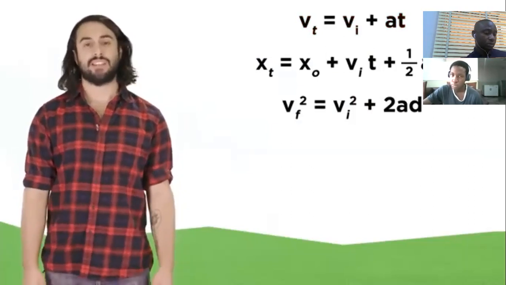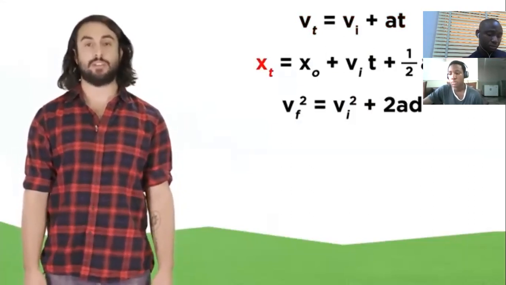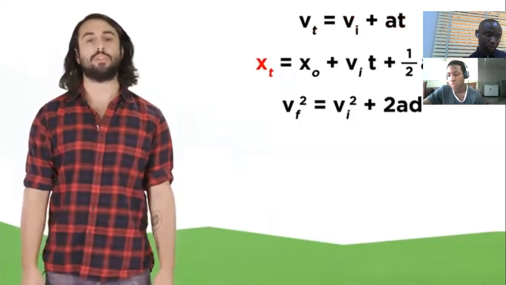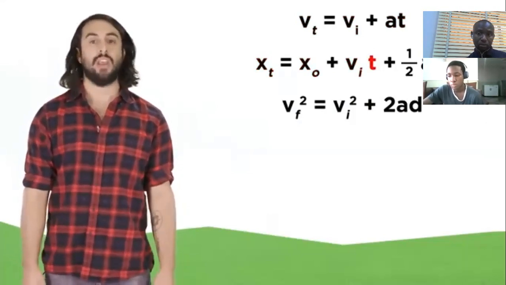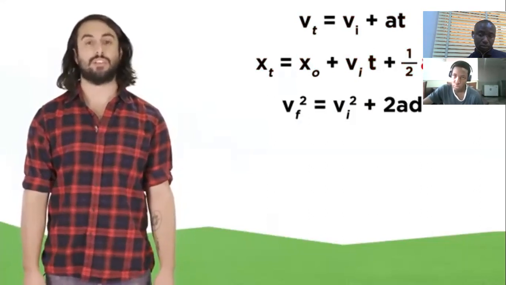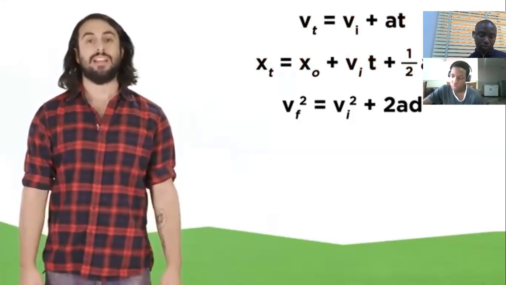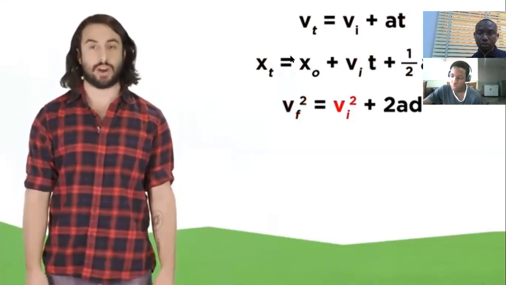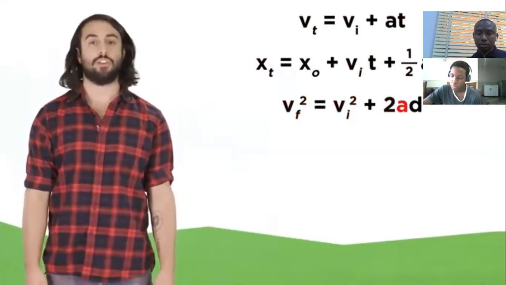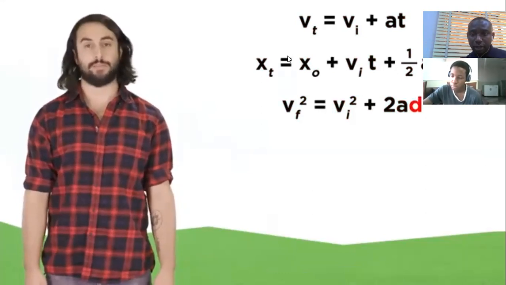The next one says that the position of an object with respect to a point of origin will be equal to its initial position plus the initial velocity times time, plus 1/2 the acceleration times time squared. Lastly, this one says that velocity squared is equal to the initial velocity squared plus twice the acceleration times the displacement.